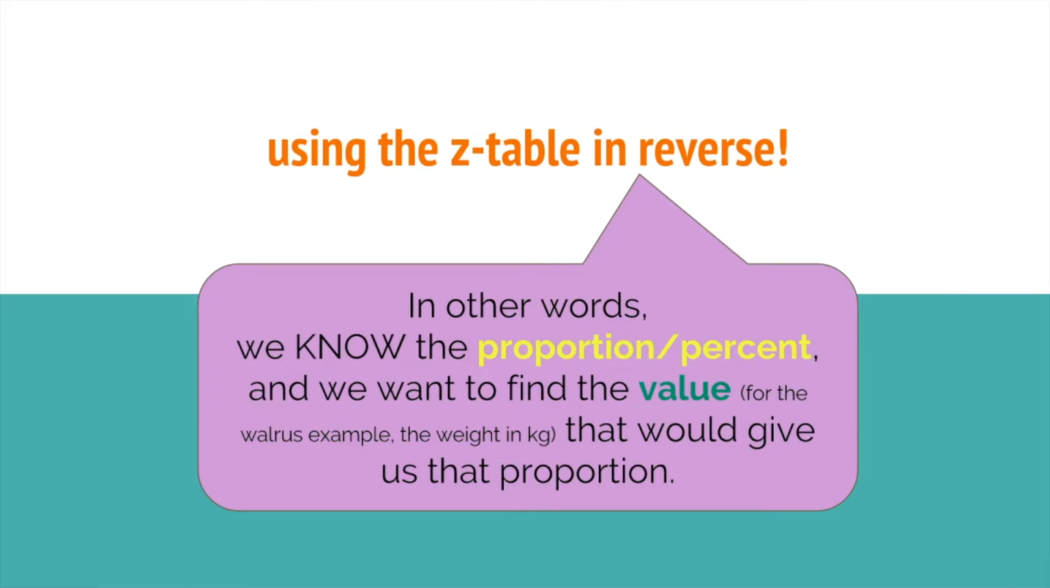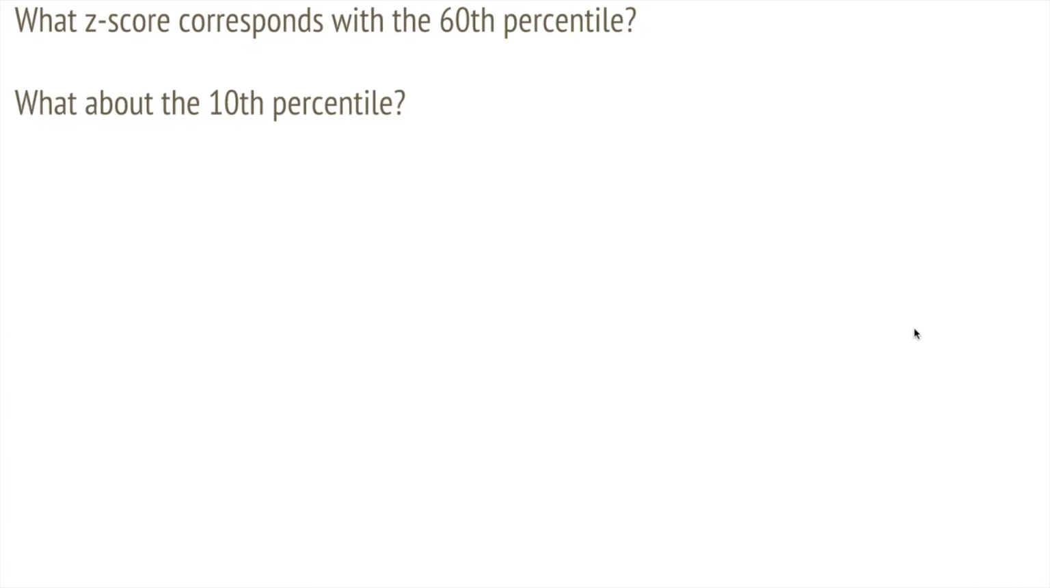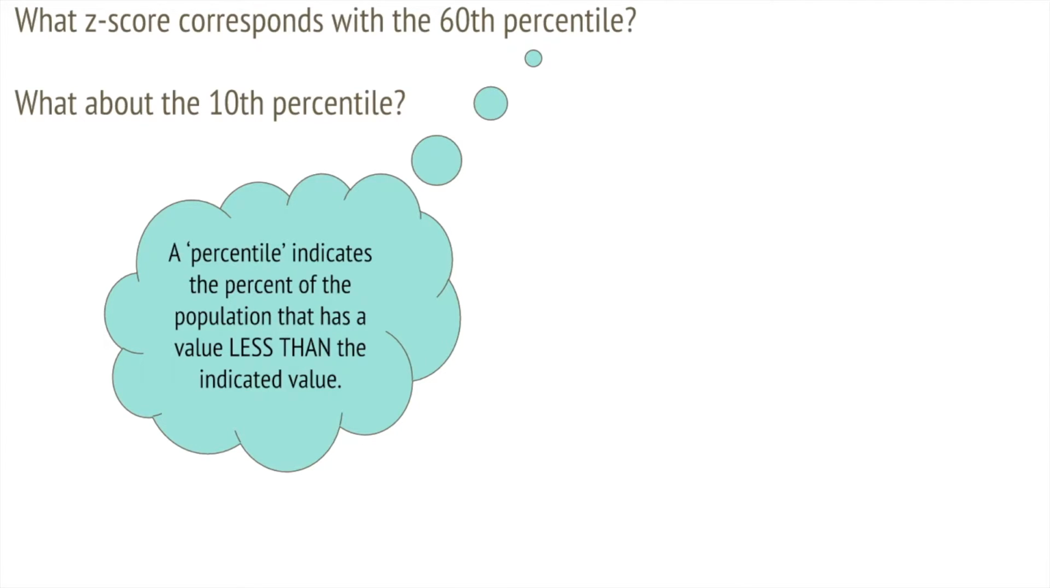This video is about using the z-table in reverse. So for example, if I wanted to know what z-score corresponds with the 60th percentile. A percentile indicates the percent of the population that has a value less than that value.